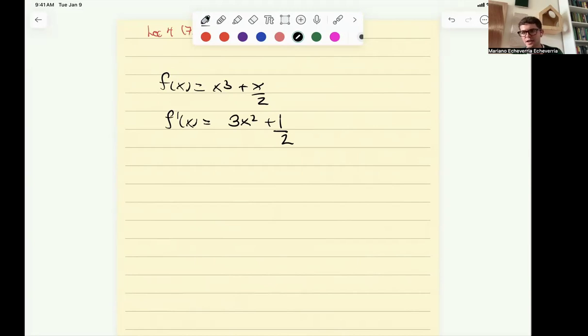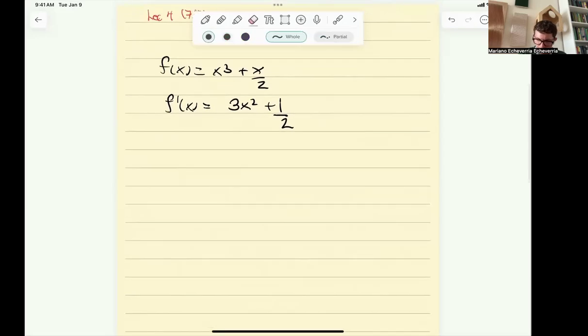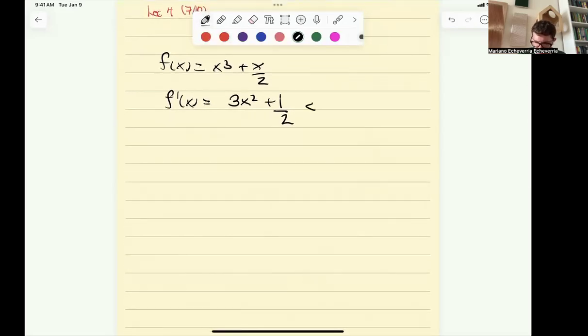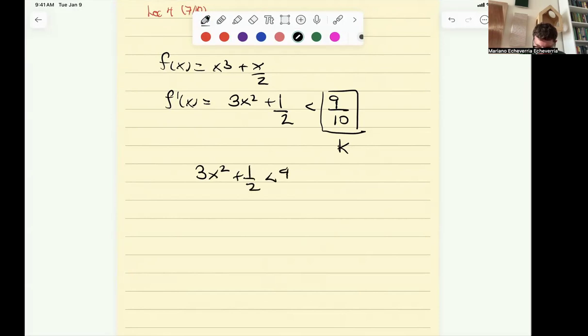And so that is a function, I agree with you. But depending on the values that you give x, that number could be less than one. For example, imagine that you wanted this to always be less than 9 over 10, because 9 over 10 is less than 1. I'm thinking of this as my k. Then that tells you what values for x you should choose, because if you want 3x squared plus one half to be less than 9 over 10, that gives you an inequality to solve for x.